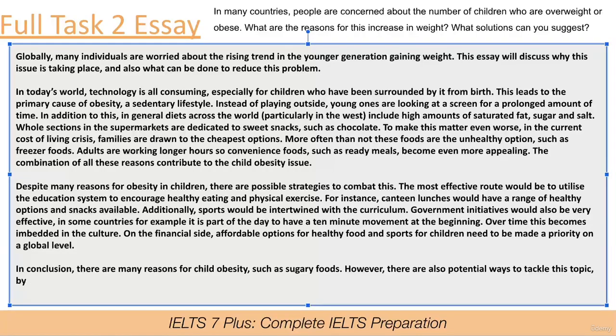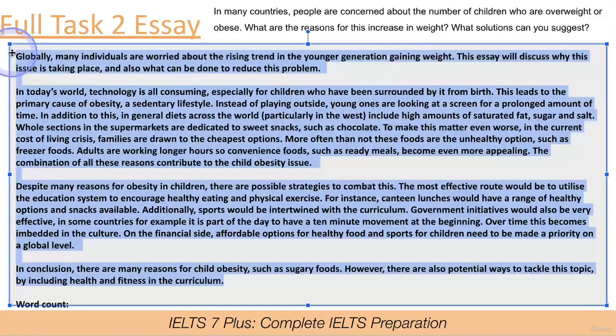by promoting or by including health and fitness in the curriculum. Okay then, so there we have it. We'll just count the words and make sure it's all okay. We're looking for a minimum of 250.